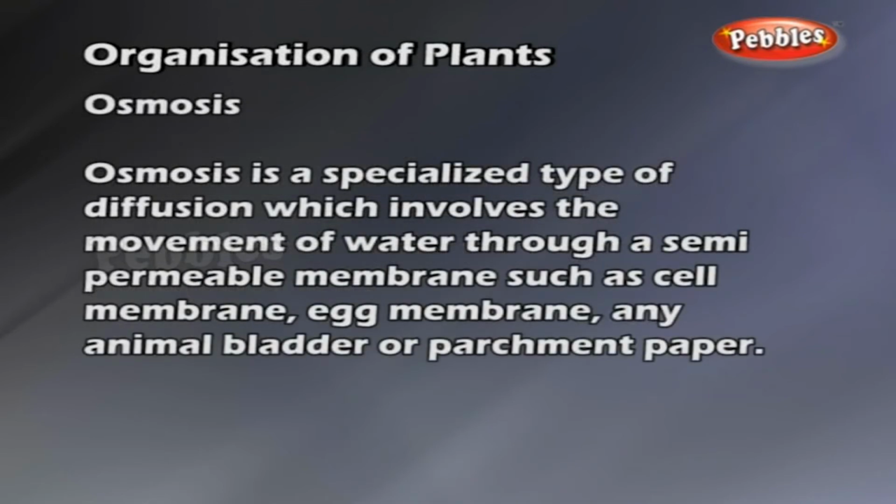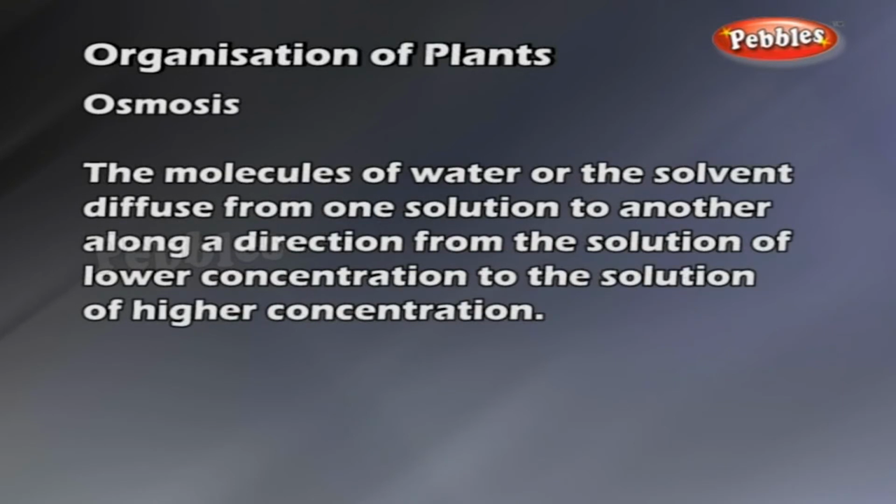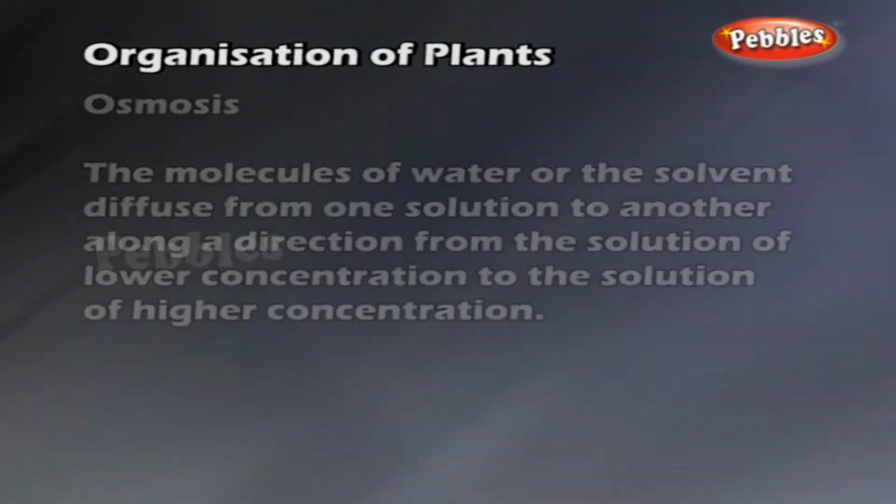Osmosis. Osmosis is a specialized type of diffusion which involves the movement of water through a semi-permeable membrane, such as a cell membrane, egg membrane, any animal bladder, or parchment paper. When two solutions of different concentrations, whose solvents are the same but solutes may be similar or different, are separated by a semi-permeable membrane, the molecules of water or the solvent diffuse from one solution to another, in a direction from the solution of lower concentration to the solution of higher concentration.